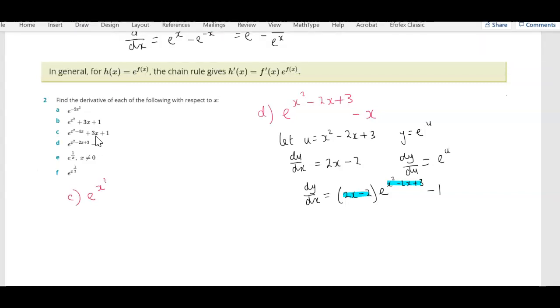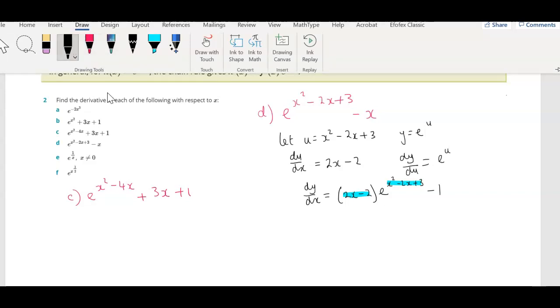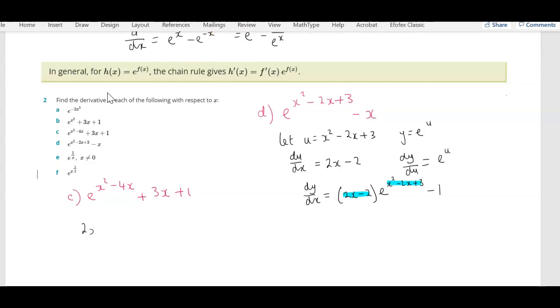So we've got e to the power of x squared minus 4x, then we've got plus 3x plus 1. All right, so we don't have to let u equal x squared minus 4x. All I need to do is find the derivative and multiply e by it. So it's going to become, and I need to write d dx, the derivative of x squared minus 4x is 2x minus 4. Just make sure you put that in brackets because both terms are multiplying e, and then your power stays the same. Plus the derivative of 3x is 3, and then the derivative of 1 is 0.